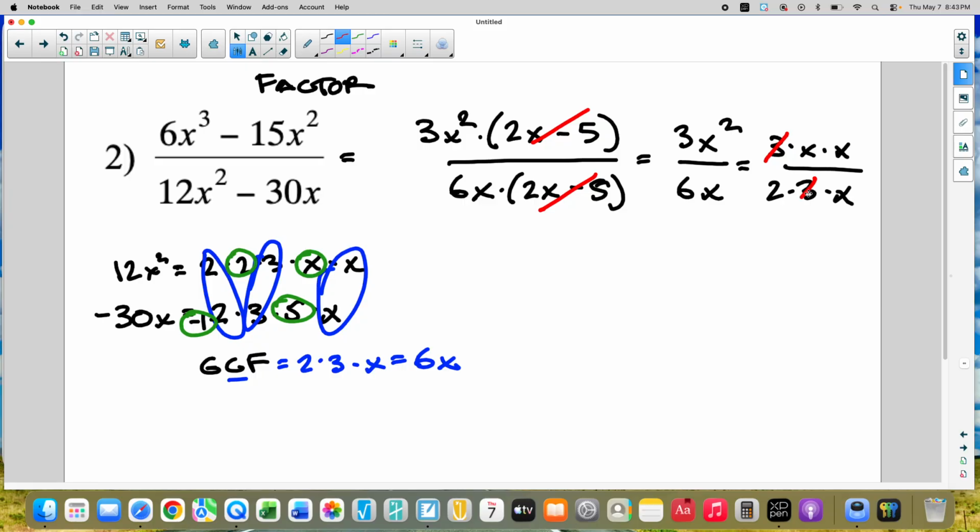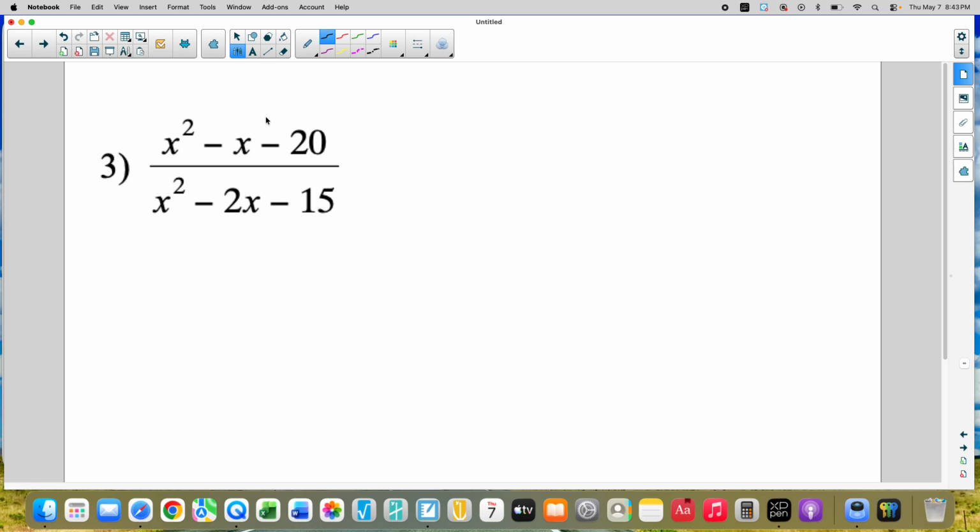So the 3's will cancel, the x's will cancel, and we're left with x over 2. That 2 is in the denominator. Make sure it stays in the denominator. And that's my answer. Again, nothing's multiplying here, so I can't cancel anything.